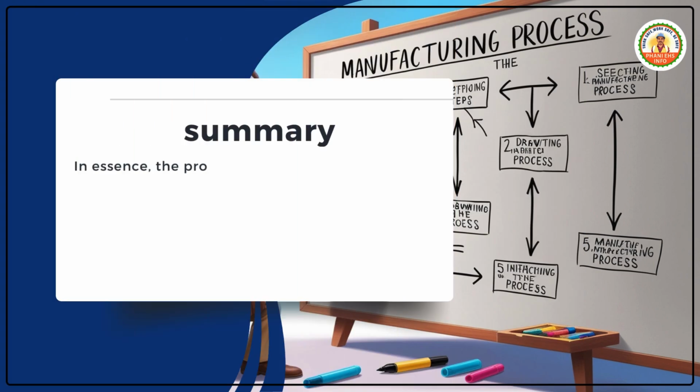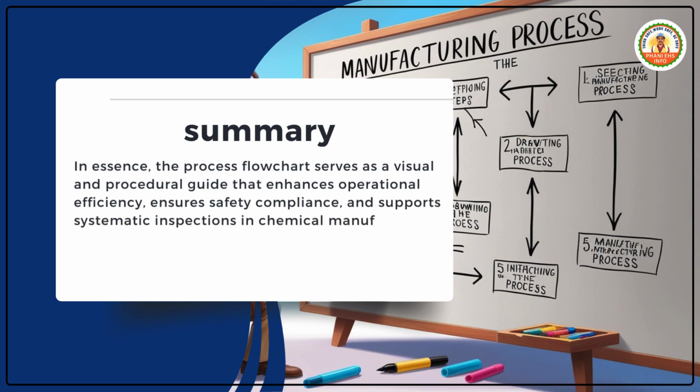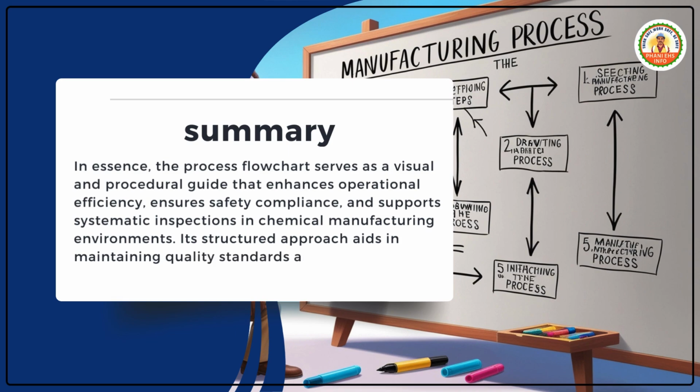In essence, the process flowchart serves as a visual and procedural guide that enhances operational efficiency, ensures safety compliance, and supports systematic inspections in chemical manufacturing environments. Its structured approach aids in maintaining quality standards and mitigating risks throughout the production life cycle.